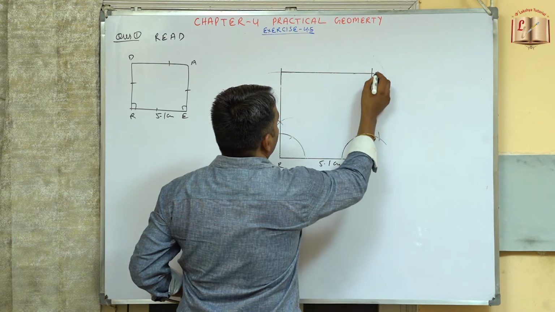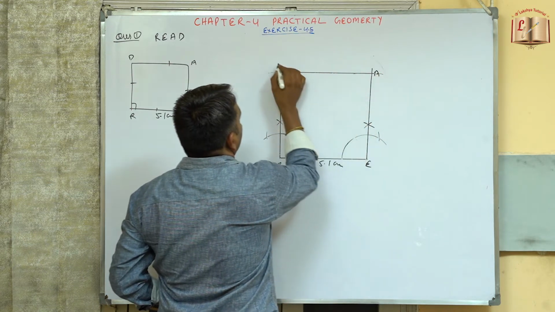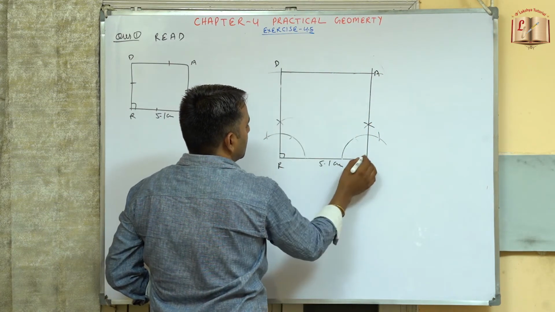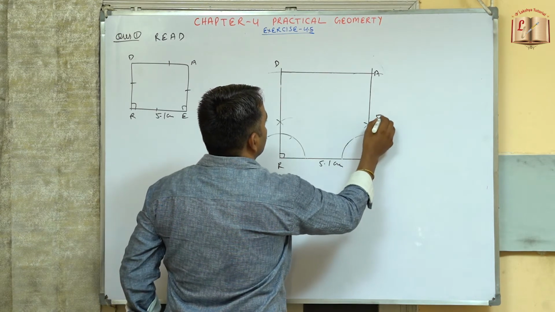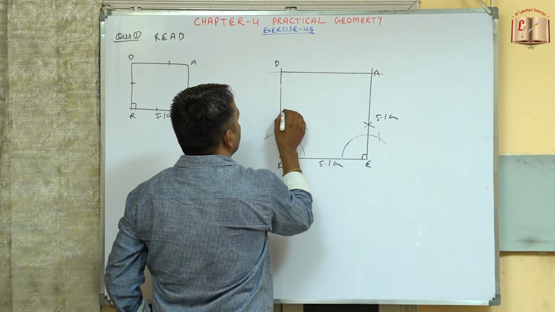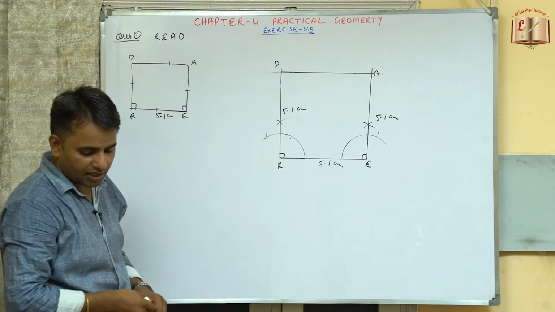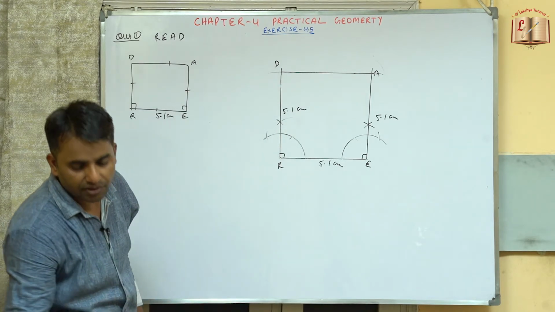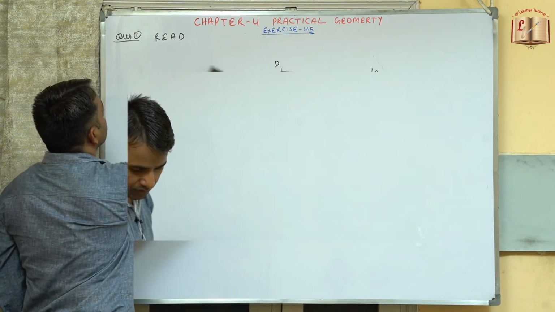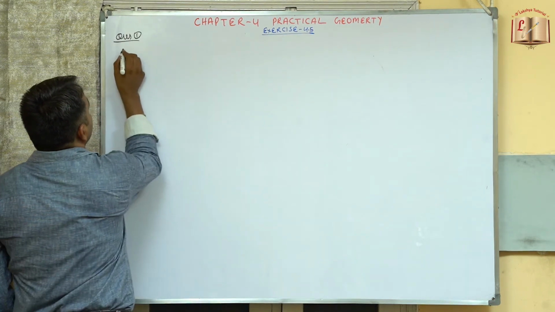So this is now READ. So these angles are 90 degree and this side is 5.1 centimeter and this is also 5.1 centimeter. So this is the required square for us. So now coming to the second question.